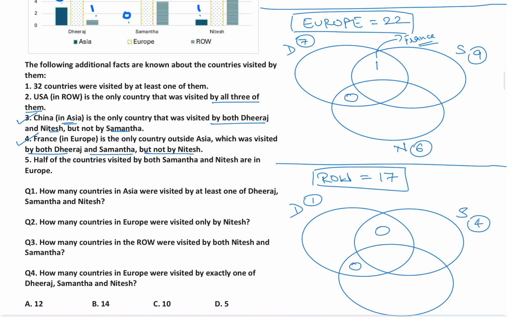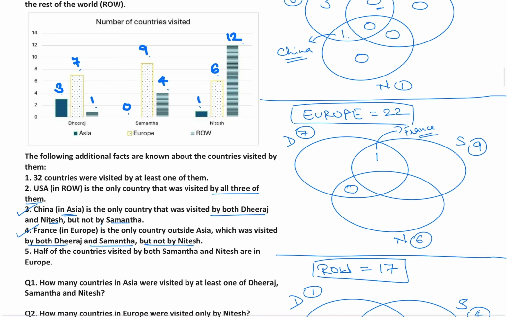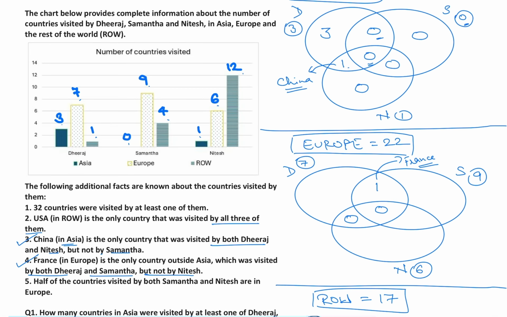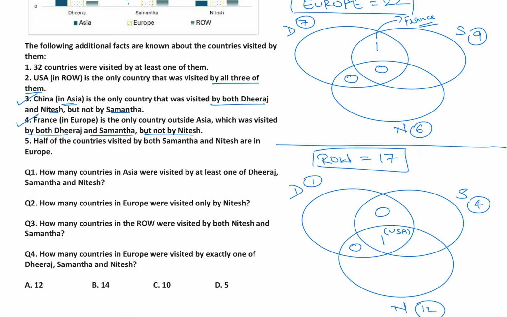So the second point, okay. For rest of the world, I have the second point. USA, a country from rest of the world, is the only country that was visited by all three of them. So this intersection will be USA, visited by all three of them. This is the only country visited by all three of them. So that means this will be 0, and this already we have as 0. Okay, so this is nice, and I'm done with my second point as well.